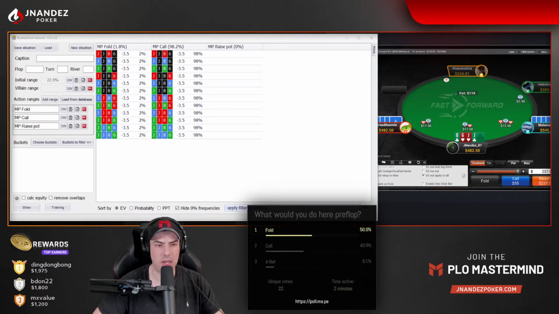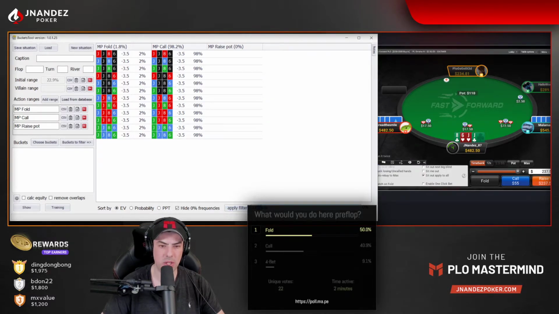Finish the poll. You guys decided to fold, and it is a call. You can see it's a 98% call, but it is close between calling and folding in terms of EV. It's in both cases minus 3.5, but the solver decides to lean towards the side of calling. So calling seems to be fine here.